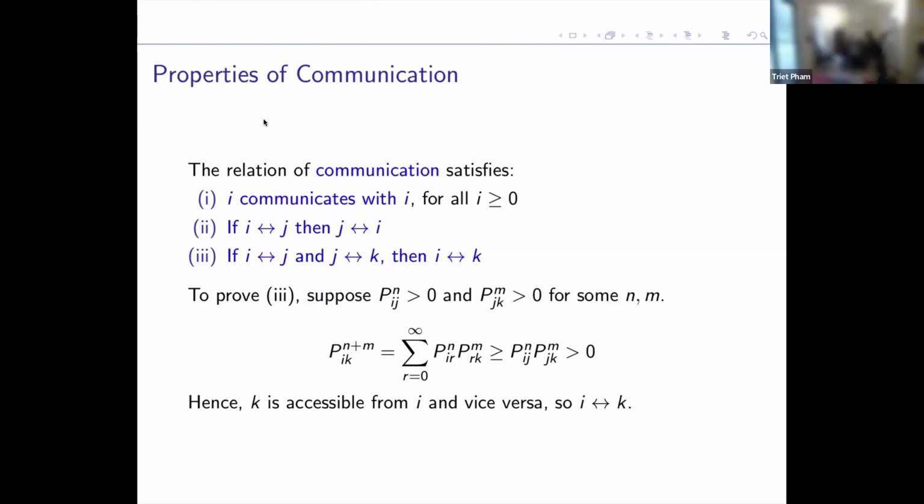It has identity, it has associativity, and it has symmetry. So that's why it's an equivalence class. Now, the symmetry is obvious. The next one is transitivity. Transitivity requires you to prove.